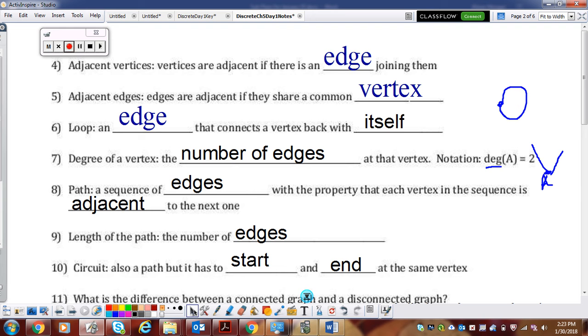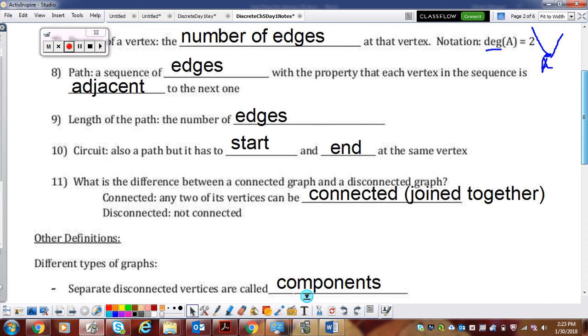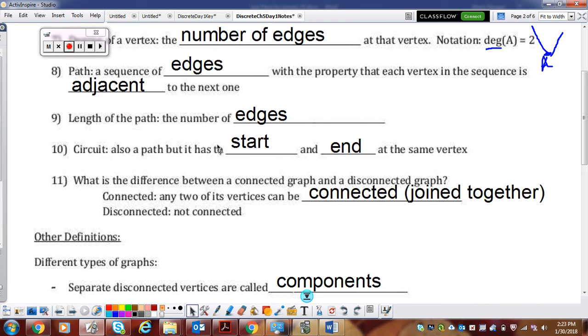Now we also have something called a path. It's a sequence of edges where each vertex in the sequence is adjacent to the next one, which basically means next to. We also are going to talk about the length of a path. It's the number of edges. We also talk about a circuit. It has to start and end at the same vertex. It is very similar to a path, except a path starts at one place and ends at a different one, and with a circuit, you start and end at the same place.